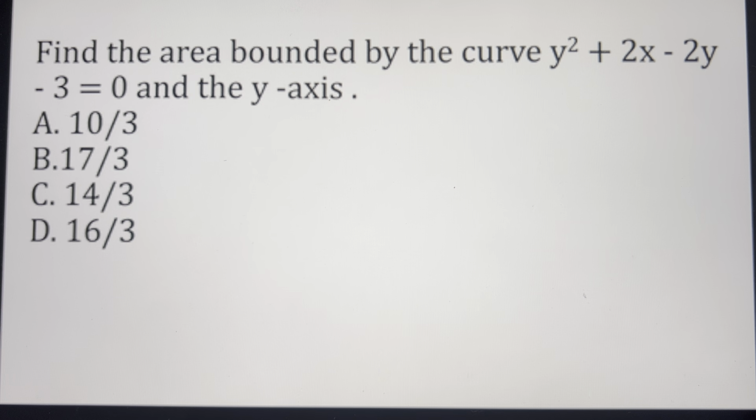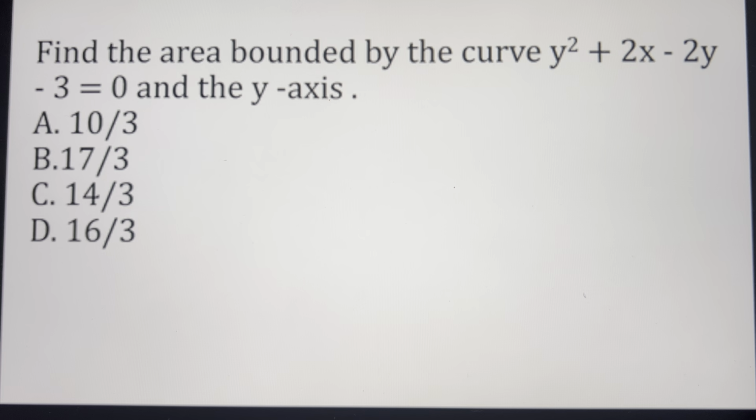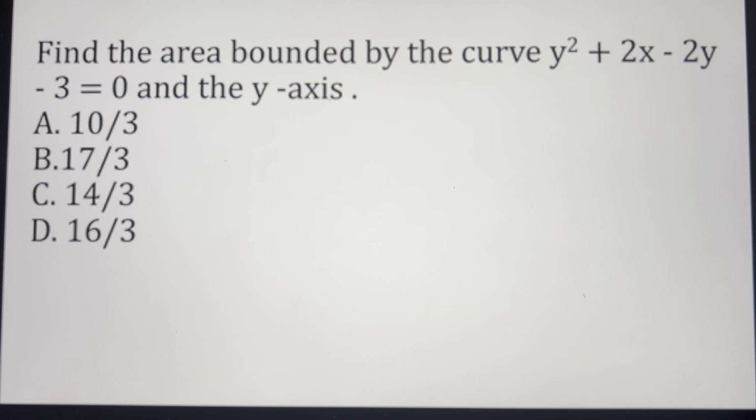Find the area bounded by the curve y squared plus 2x minus 2y minus 3 equals 0 and the y-axis. So let's say we get the equation of x here. So this will be y squared minus 2y minus 3 all over 2. So that will be our x here.